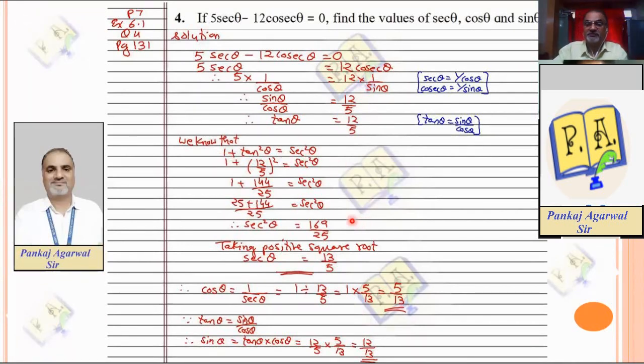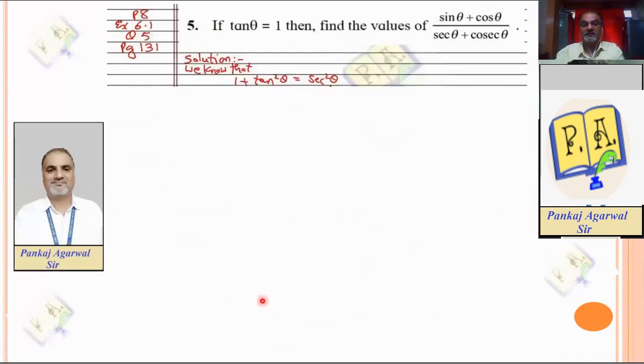But in examination, if you say, sir, if I forgot and if I use another identity, sin square theta plus cos square theta equal to 1, yes, you can. No harm in that. Last question, P8.